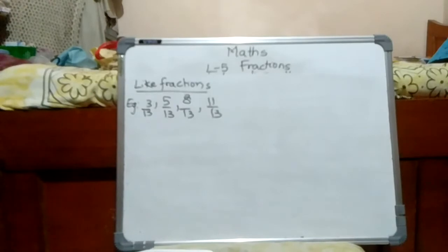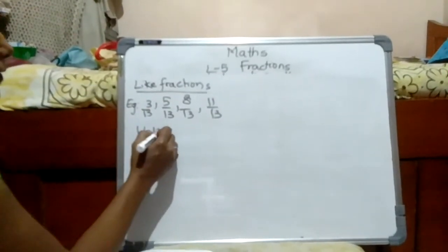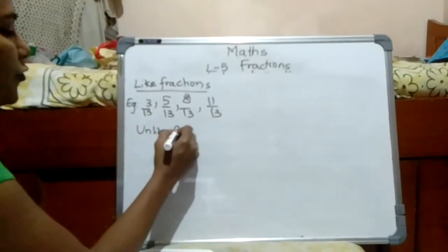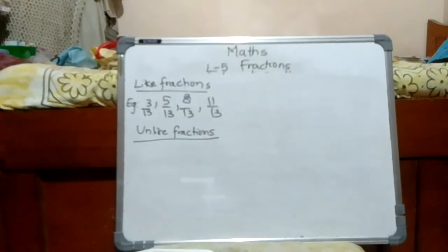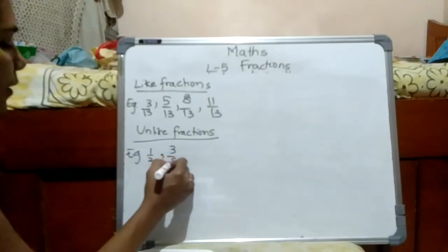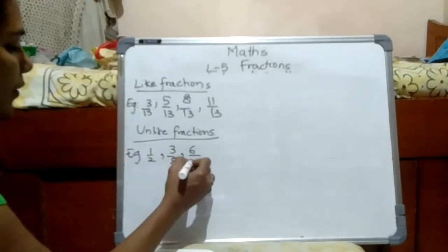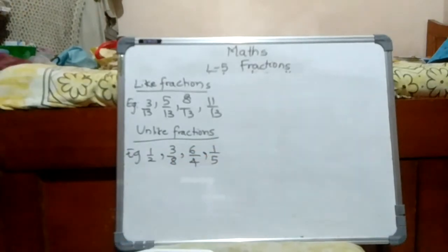Now another is unlike fractions. What are unlike fractions? The fractions having different denominators. Suppose example 1 upon 2, 3 upon 8, 6 upon 4, 1 upon 5. These are all unlike fractions.